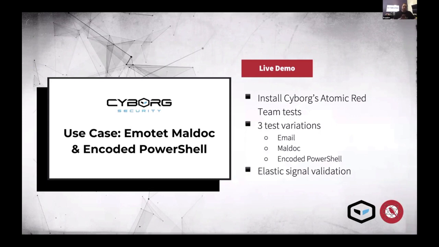I'll go through the steps of getting it installed on your system and making sure everything's there. And then we created 3 variations for testing Emotet specifically. We've done an email with a maldoc separately, and then just a straight up encoded PowerShell command that emulates one of their commands. And we'll do an Elastic signal validation, as well as show you what that looks like in Kibana when you run that query as a hunt. So we'll go ahead and just dive right in.